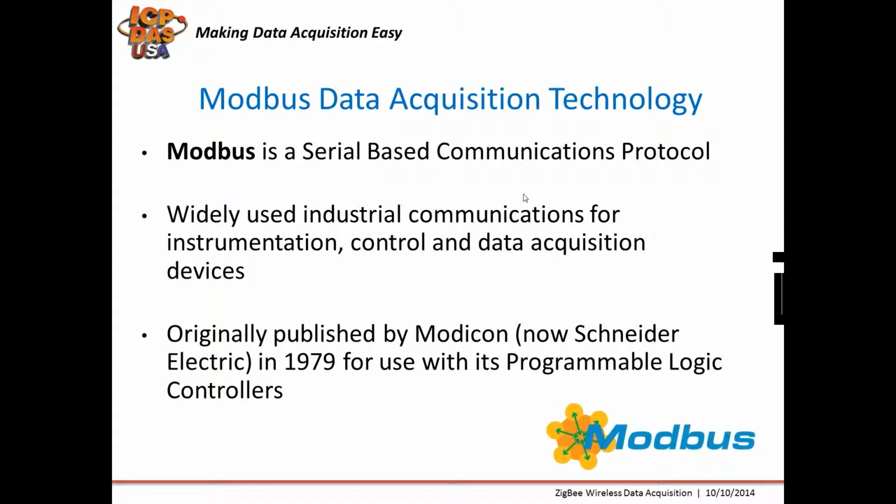Modbus is a simple, standard, robust, serial-based communication protocol that's widely used for industrial communications for instrumentation, control, and data acquisition. Modbus RTU allows for communication between up to 255 devices in one network. It was originally published by Modicon in 1979 for use with its PLCs. Modicon is now Schneider Electric. Modbus is an open communication protocol that has been managed by the Modbus organization since 2004. It's openly published and royalty-free.